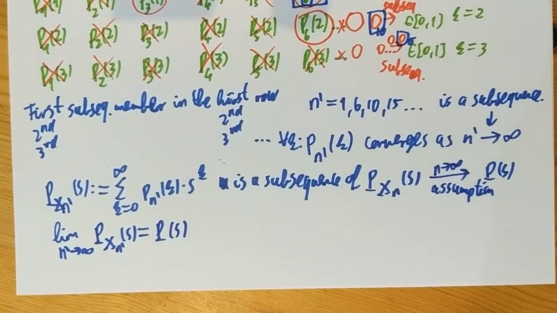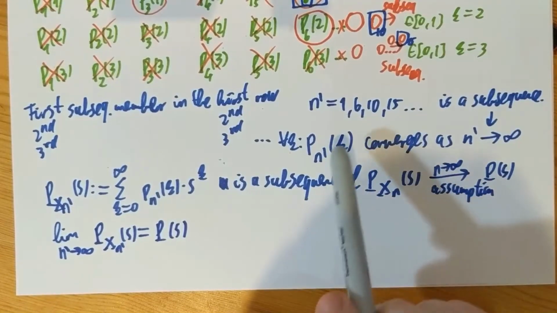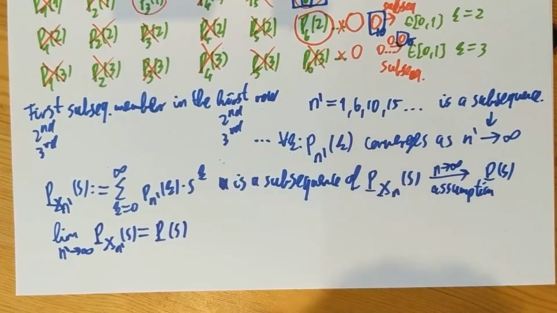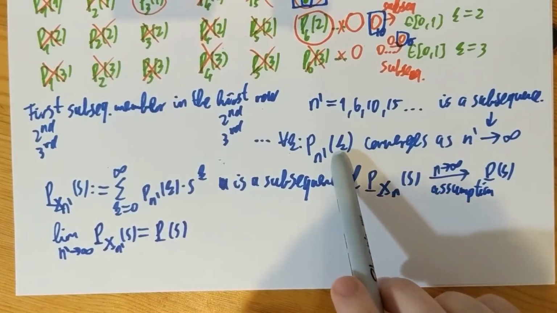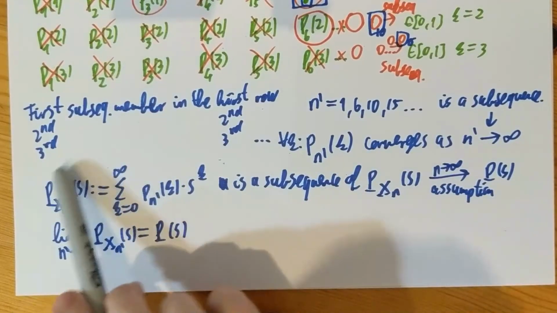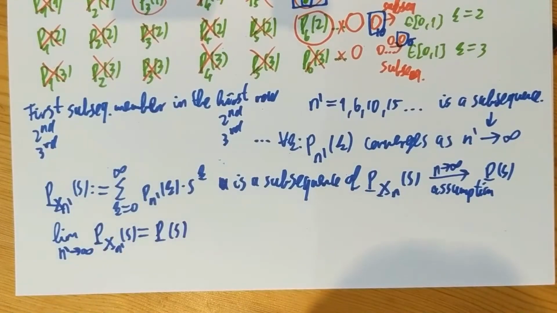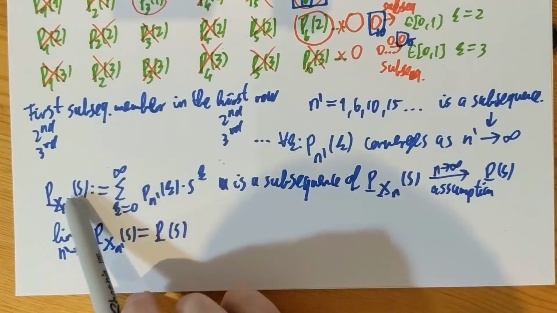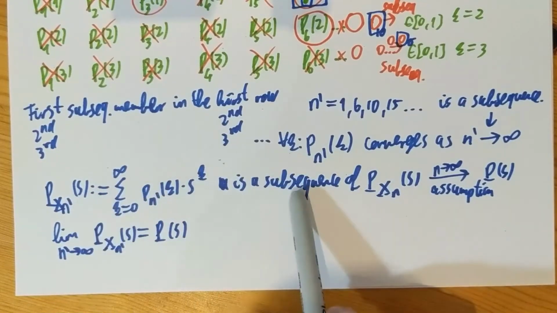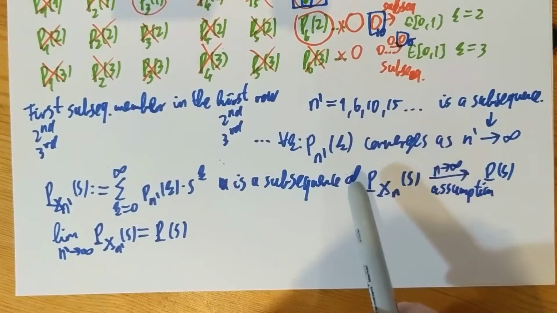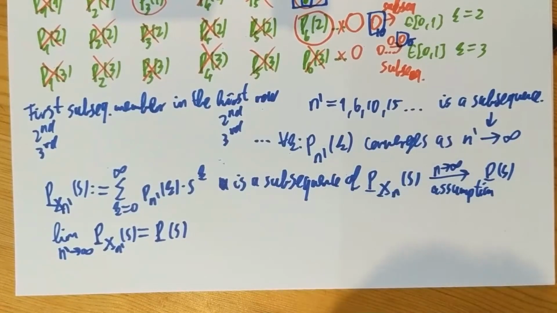Okay? So what do we have so far? We produced a convergent subsequence of mass functions. We considered the corresponding subsequence of generating functions, and because we have a convergence of the generating functions, we know that this thing converges to p of s. Okay.